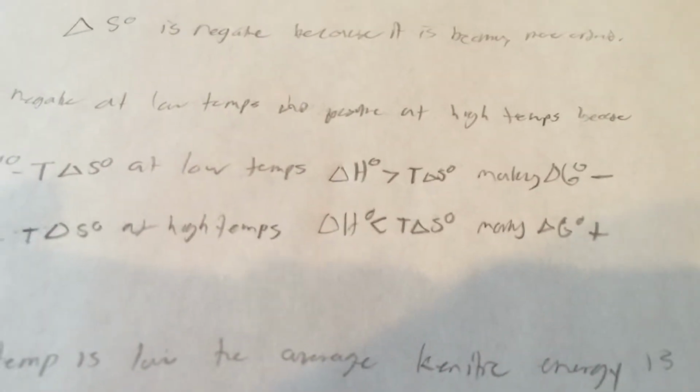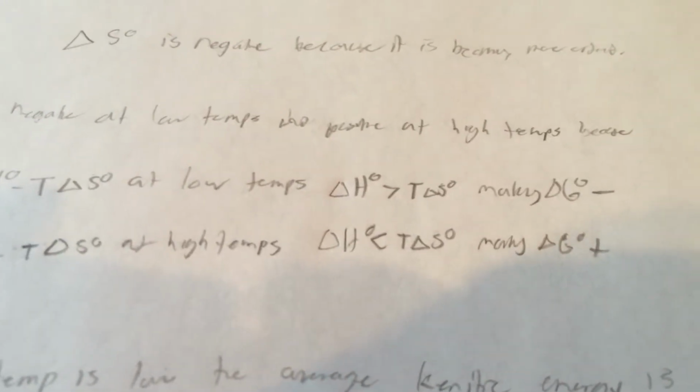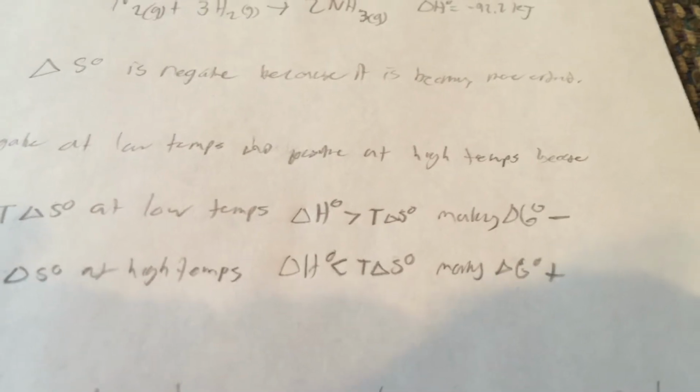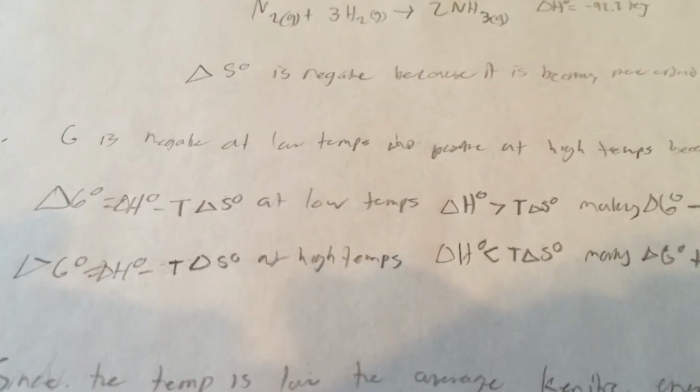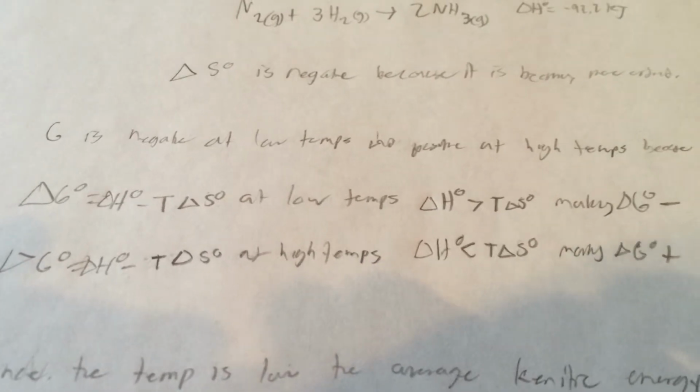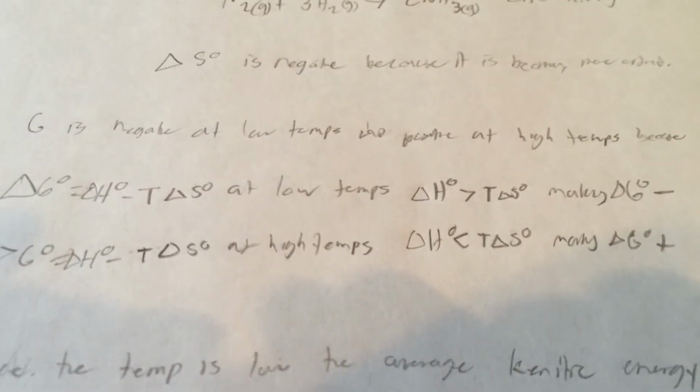Delta H at low temperatures is greater than T delta S. This, in turn, makes delta G negative. And at high temperatures, it is the opposite. The delta H is actually less than T delta S, making delta G positive. And that is why it is negative at low temperatures and positive at high temperatures.